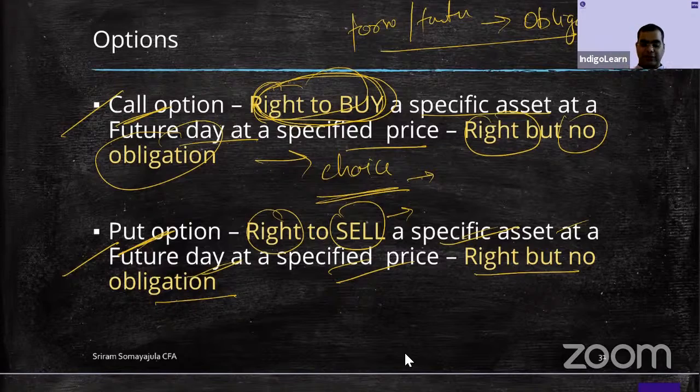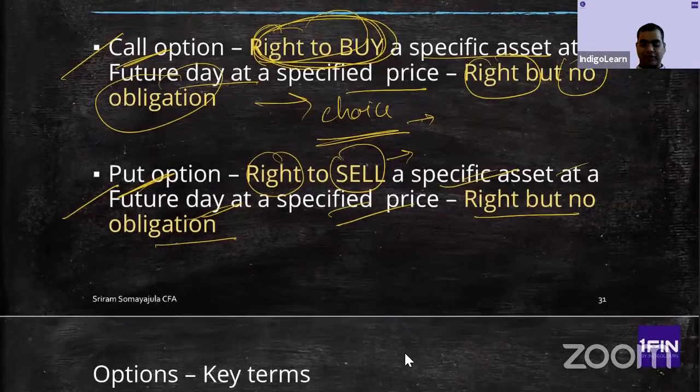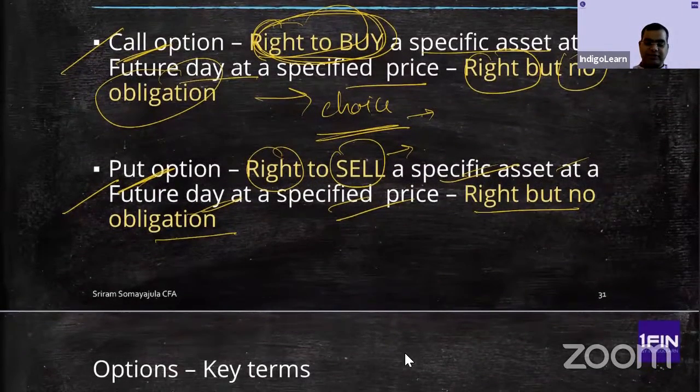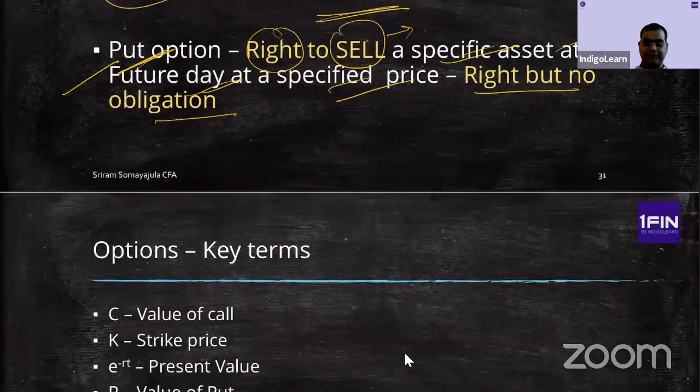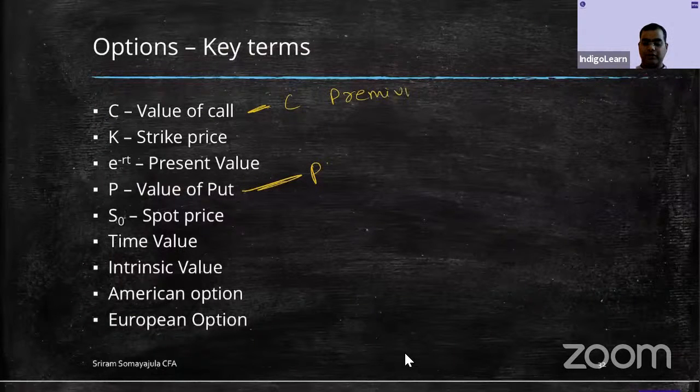Okay, friends. Now let us go to the next part. I want to explain these two in slightly greater depth. What are the key terms in options? The value of a call option is called C. The value of a put option is called P. Usually when we say value, this is the premium. What is premium? I will explain. I will come to that. But first, let us just understand these terms.